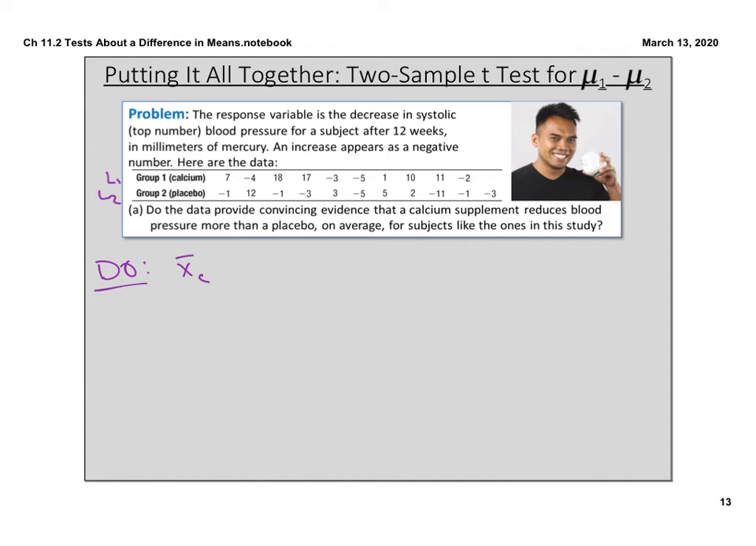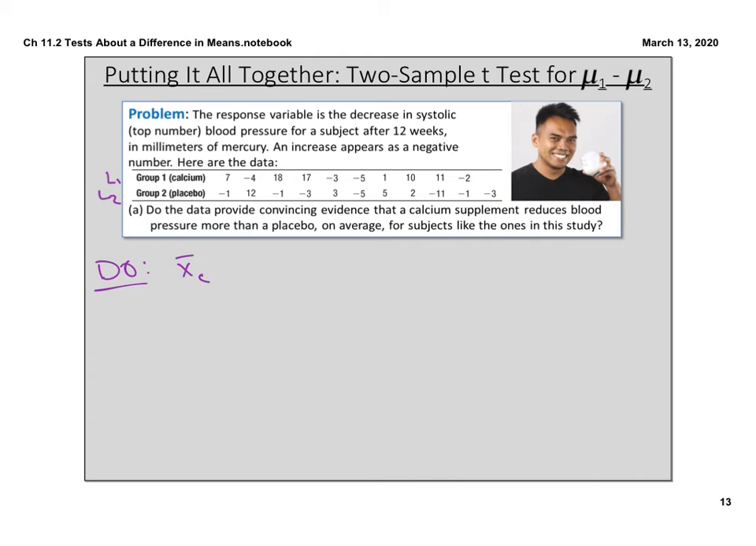I'm going to type my group 1, the calcium group, in L1: 7, negative 4, 18, 17, negative 3, negative 5, 1, 10, 11, negative 2. That doesn't take me too long. Then go ahead and type your placebo group into L2: negative 1, 12, negative 1 again, negative 3, positive 3, negative 5, positive 5, 2, negative 11, negative 1, and negative 3. Okay, so now I've got those two lists.